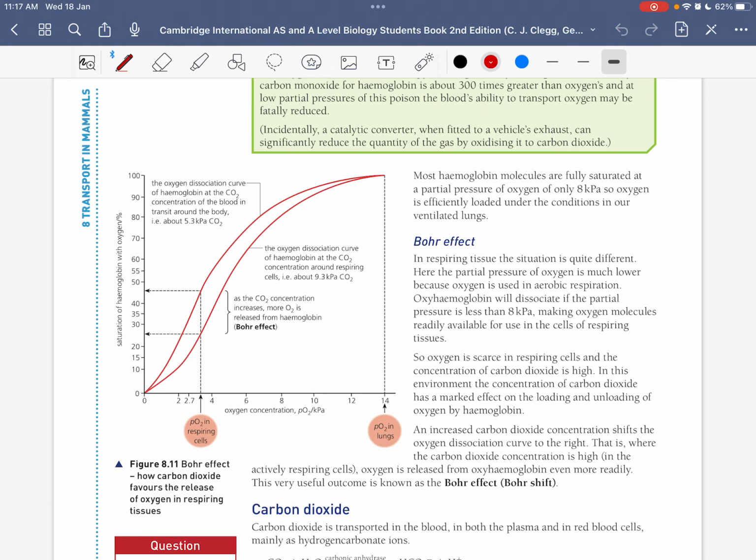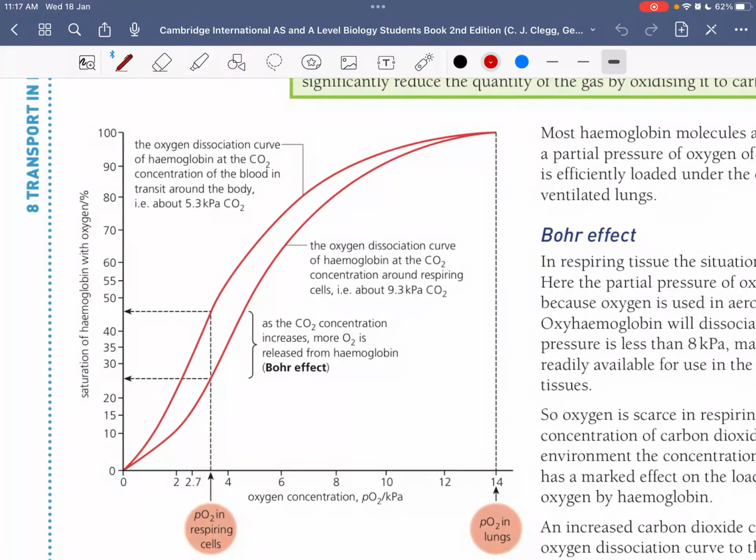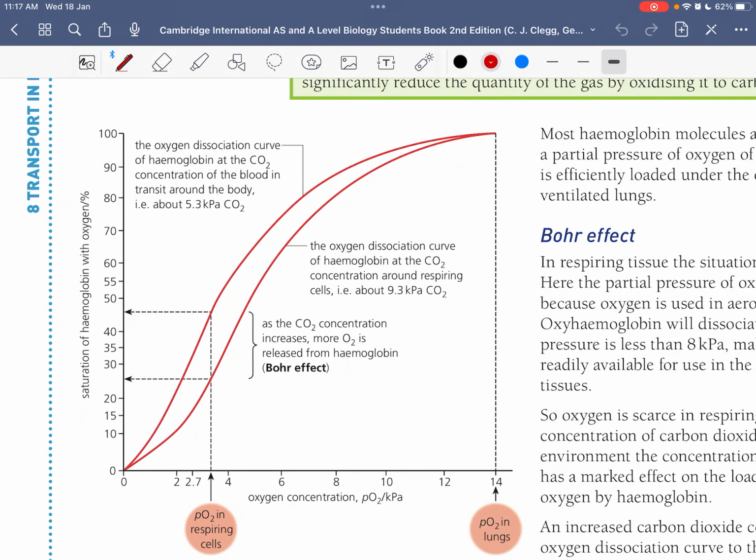So first years, I thought that I would send you a recording of a detailed description of the Bohr effect and the curve and some aspects to it, right? So right now I am zooming into the Bohr shift curve, or the oxygen dissociation curve.